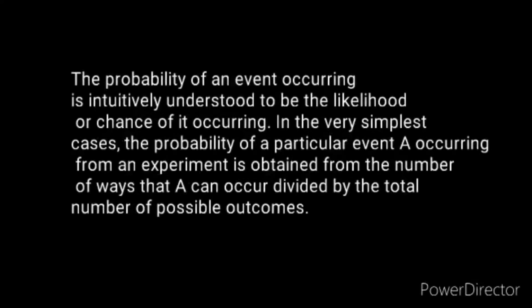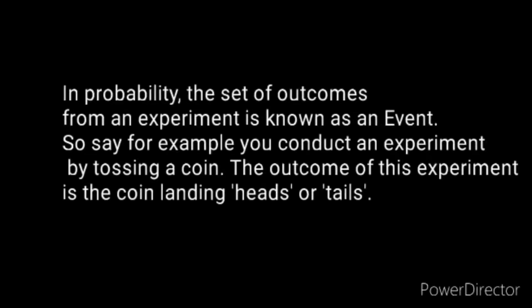The probability of an event occurring is intuitively understood to be the likelihood or chance of it occurring. In the very simplest cases, the probability of a particular event A occurring from an experiment is obtained from the number of ways that A can occur divided by the total number of possible outcomes. In probability also, the set of outcomes from an experiment is known as an event.